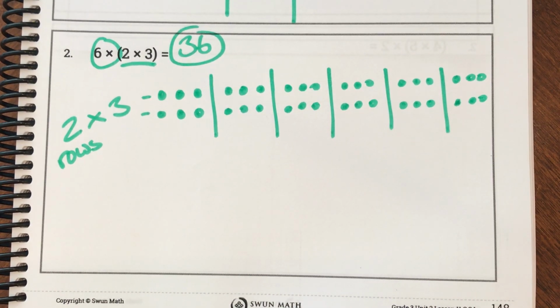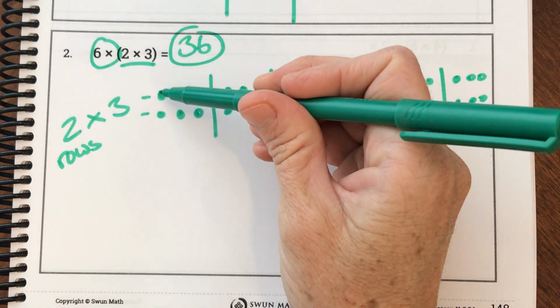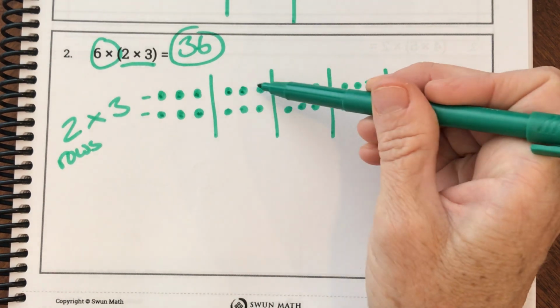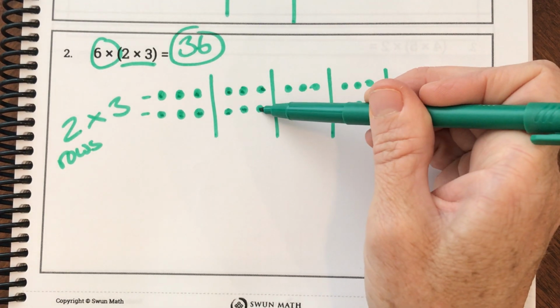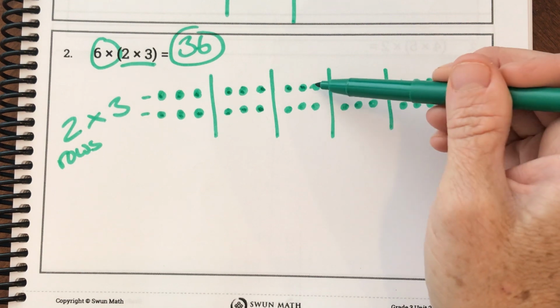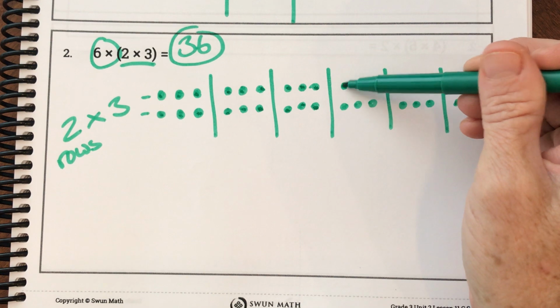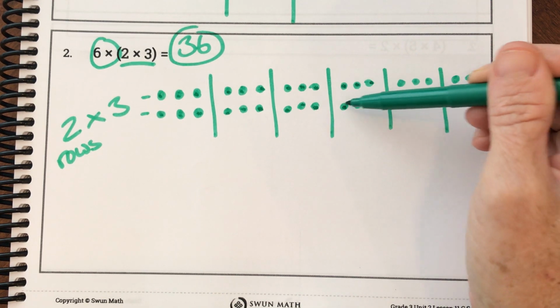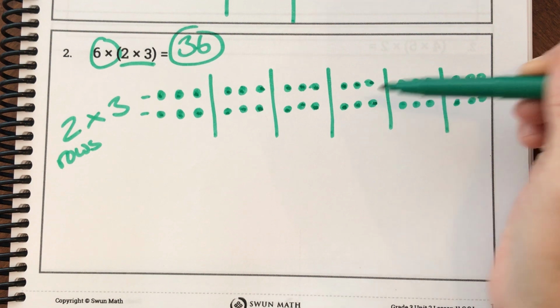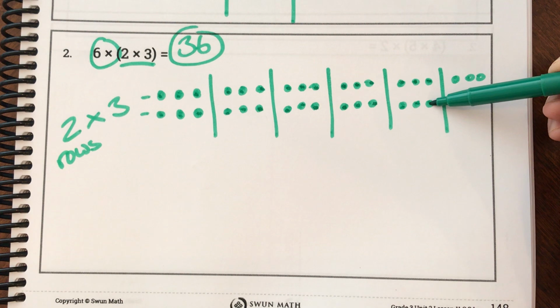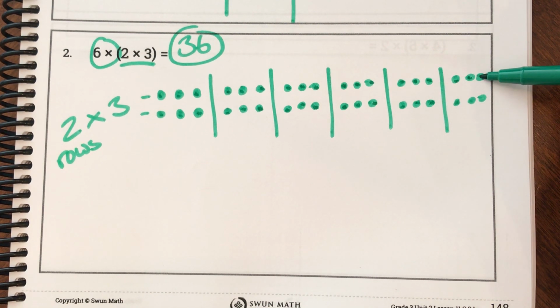Okay, ready to count and see if we get 36? 1, 2, 3, 4, 5, 6. 7, 8, 9, 10, 11, 12. 13, 14, 15, 16, 17, 18. 19, 20, 21, 22, 23, 24. 25, 26, 27, 28, 29, 30. 31, 32, 33, 34, 35, 36. And I already wrote my answer.